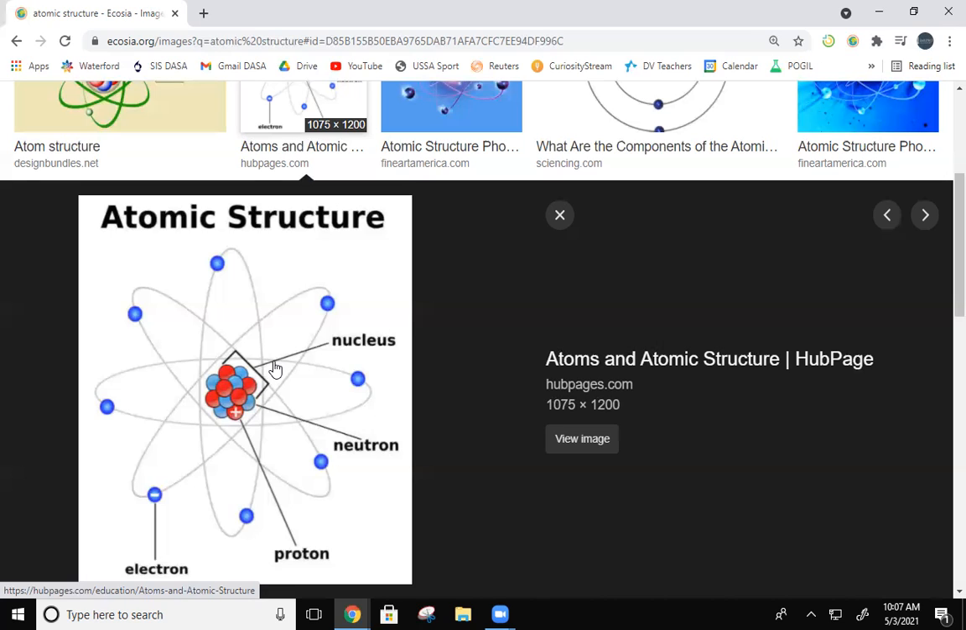Protons have a mass of 1 atomic mass unit. What about neutrons? What is their mass? They do have the same, Leighton. 1 atomic mass unit. The number of protons determines what about an atom?